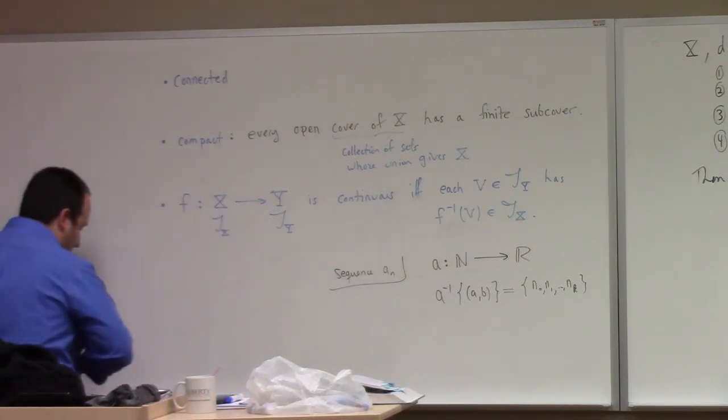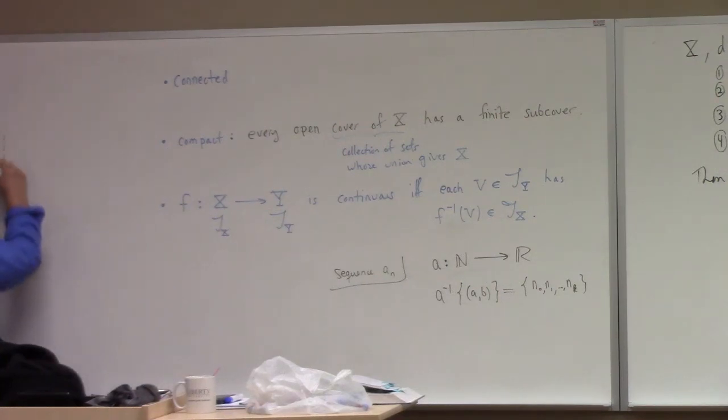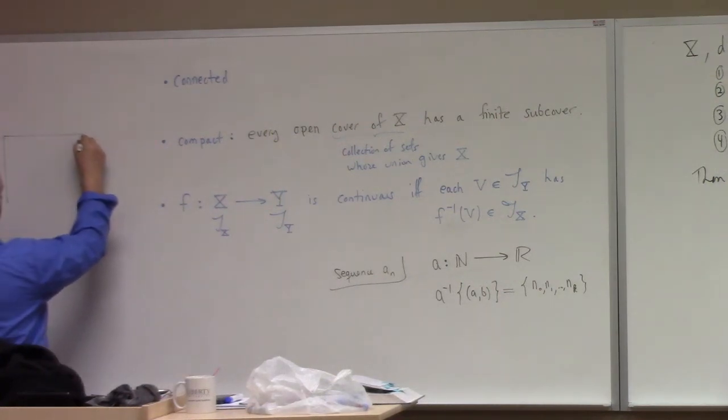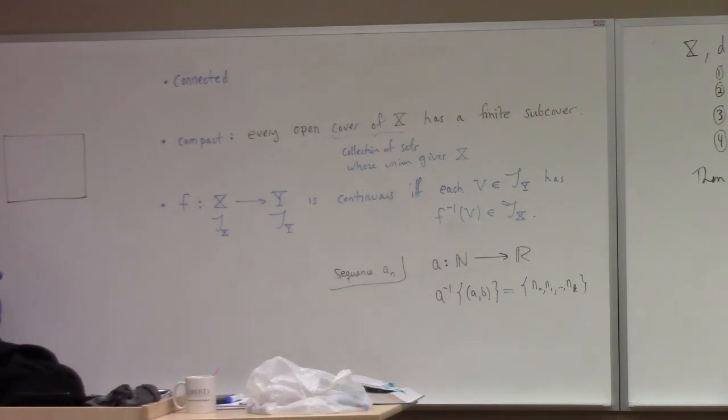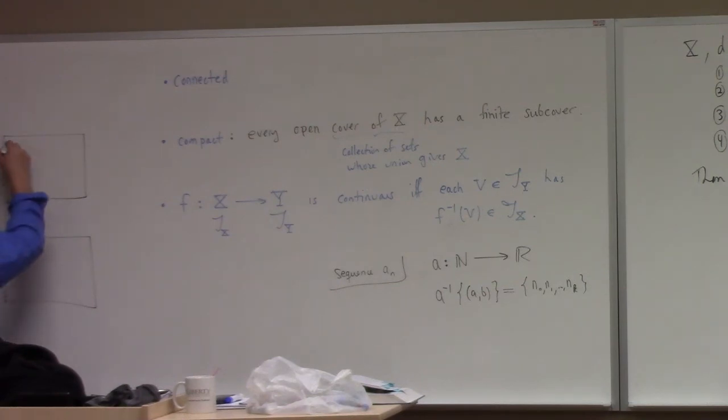Here, for example, I could take these two boxes, and I could look at little rectangles like this, always starting from the corner.